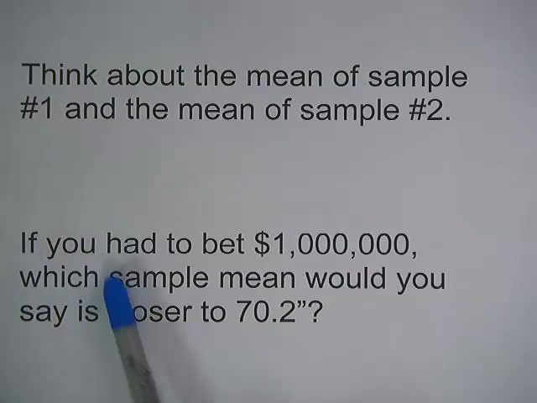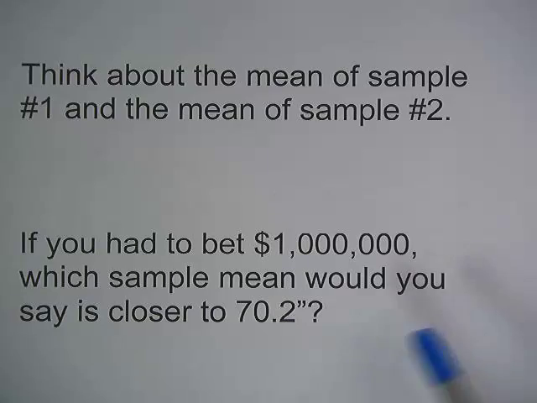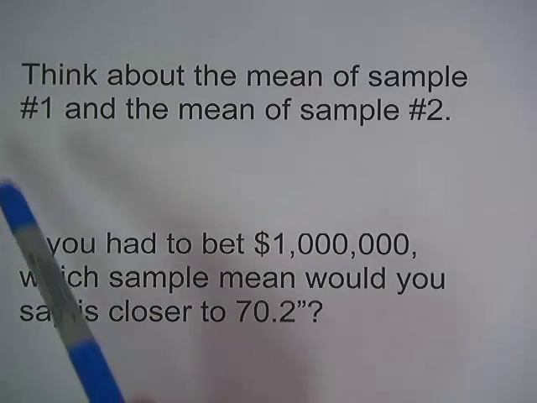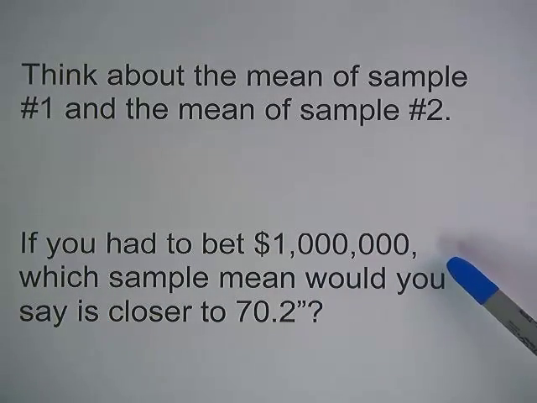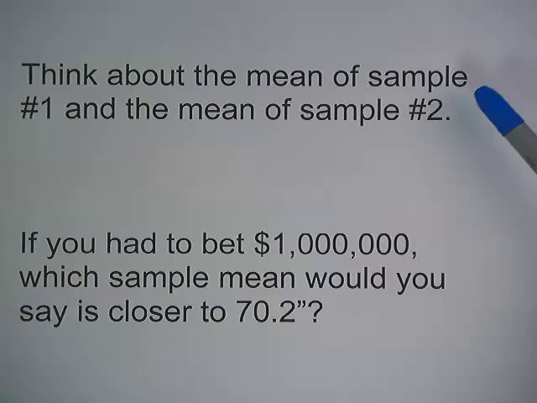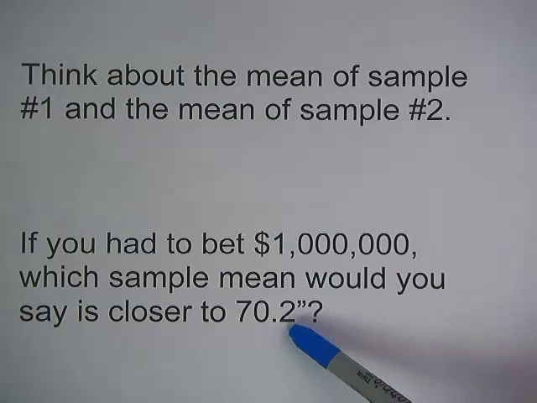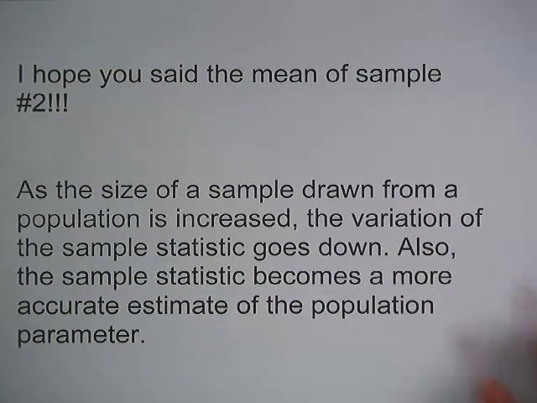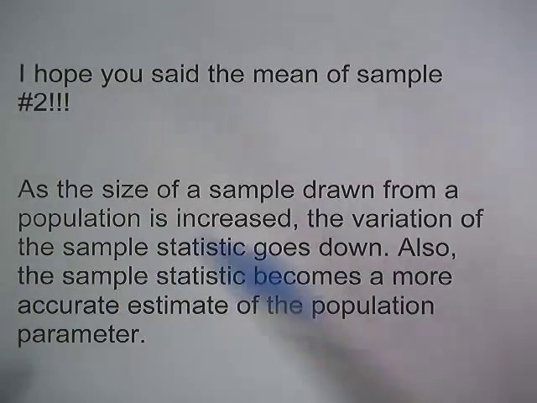Now here's a question. If you had to bet $1 million, which sample mean would you say is closer to that population mean? Thinking about sample number one and sample number two, if we were to calculate means and you had a bunch of money to bet, would you think that sample mean one would be closer to the population mean, or that sample number two would be closer? Just think about that for a sec.